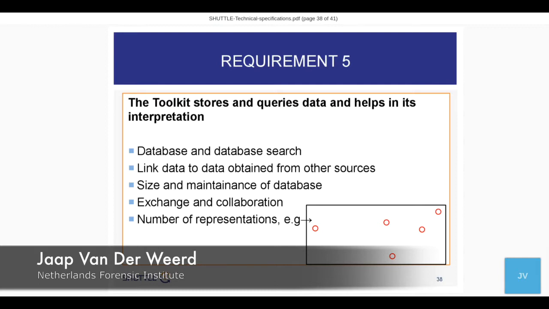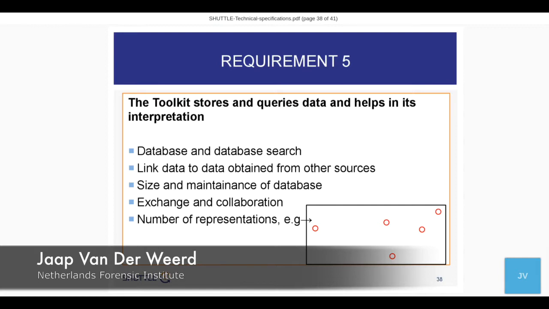We will require that the data that's acquired with the microscope can be linked to the data that's acquired by different systems. So it's no use to make a database that's only suitable for Shuttle data. We'll require that microscopy, MSP, things can also be included there.